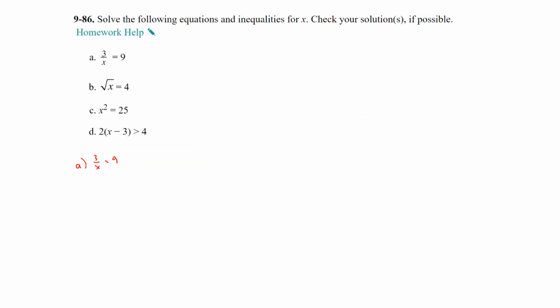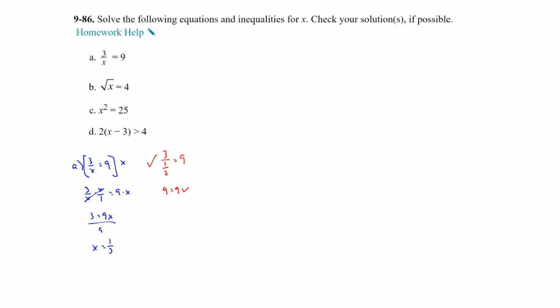Question 86. Solve the following equations and inequalities for x. Check your solutions if possible. In part A, we have 3 divided by x is equal to 9, so this is an equation. We can multiply both sides by x to get the x out of the denominator. So 3 divided by x times x cancels, and we have 9 times x. We're left with 3 equals 9x, divide by 9, and x is equal to 1/3.